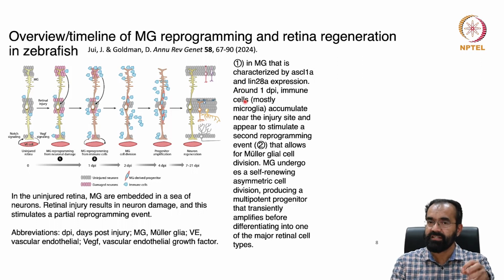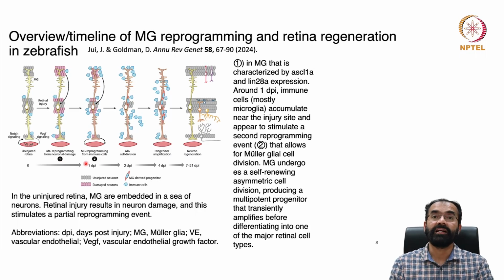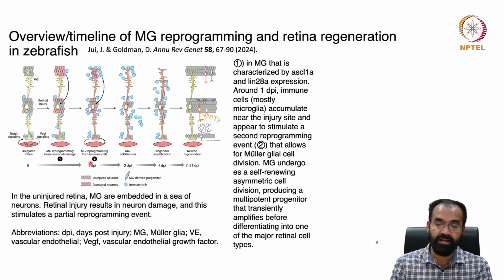First, Muller glia will sense these damaged particles and become vulnerable for reprogramming, but the presence of microglia at the injury spot creates a second reprogramming event. As you can see here, neuronal damage is 1, and then comes the 2, the second reprogramming event, and that allows for Muller glia division. The second reprogramming event stimulates a division response. That means it has to divide and increase in number.